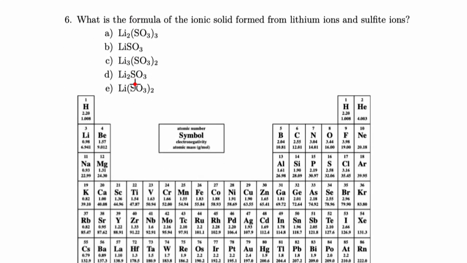And so this one's a little bit more difficult. What is the formula of the ionic solid formed from lithium ions and sulfite? And so lithium is an alkali metal. It forms +1 ions. Now sulfite is on your list of polyatomic ions. And it's SO3 2-. And so we need 2 lithiums for every sulfite.